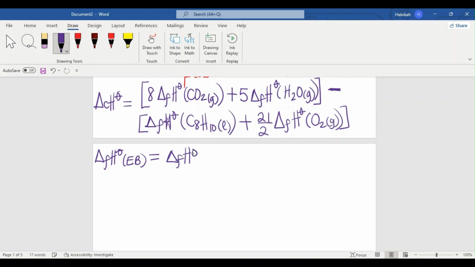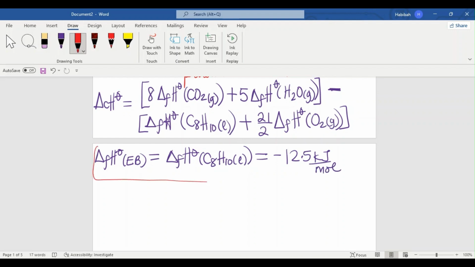If you look at your question again of C8H10, liquid, all of that information is negative 12.5 kilojoule per mole. I'm just rewriting it so that on this part of the question, you'll be able to know what you're doing. So now let's go on to input the information and to substitute.